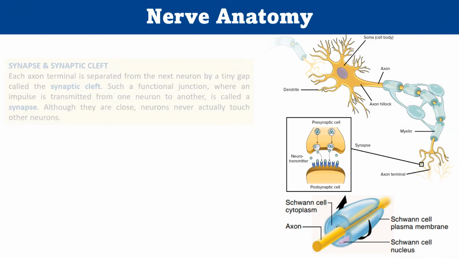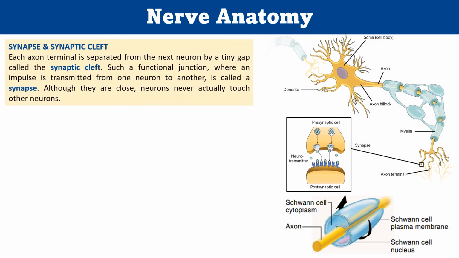Next is nerve anatomy. In this section, we're going to look at the synapse and the myelinated sheath, or myelin sheath. Synapse and synaptic cleft: each axon terminal is separated from the next neuron by a tiny gap called the synaptic cleft. Such a functional junction where an impulse is transmitted from one neuron to another is called the synapse. Although they are close, neurons never actually touch other neurons.